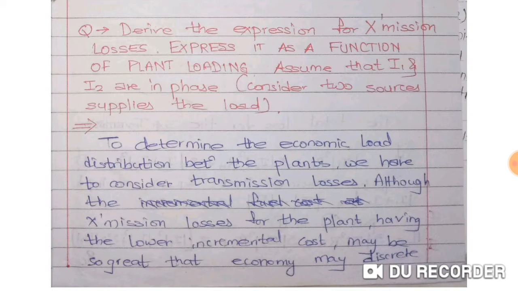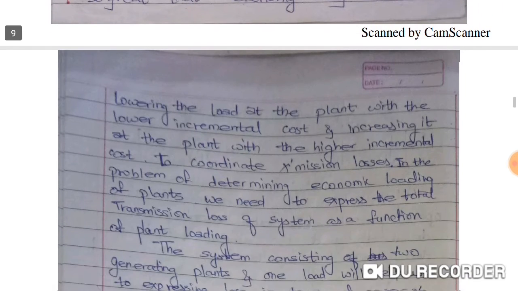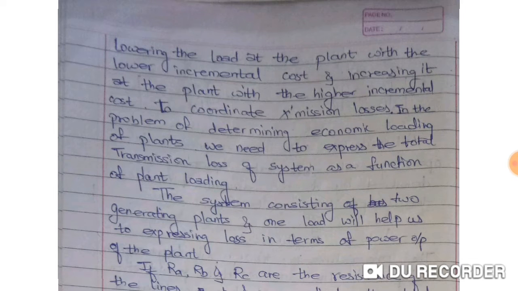Starting with the derivation, first we would like to explain that it is essential to determine the economic load distribution between the plants. For that, we need to consider the transmission losses which do occur in a practical system. Although the plant having a lower incremental cost may be favored, the transmission losses may be so great that the economy may be lost. This means that any plant having a lower incremental cost is going to give us a better efficiency. If this is the fact which we consider, then it is not purely true.